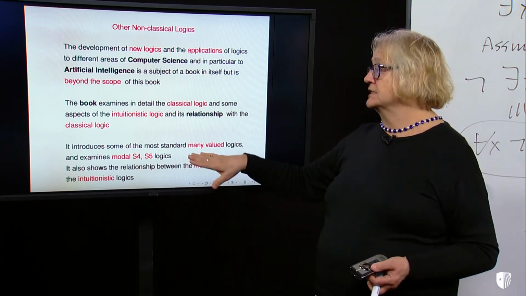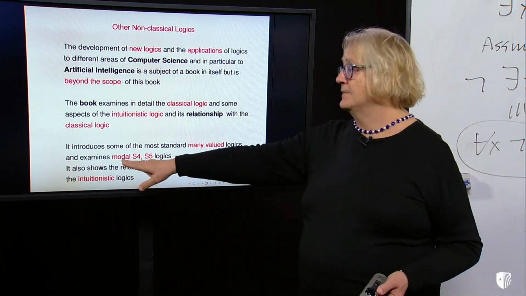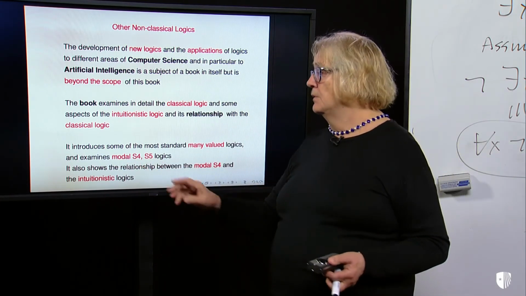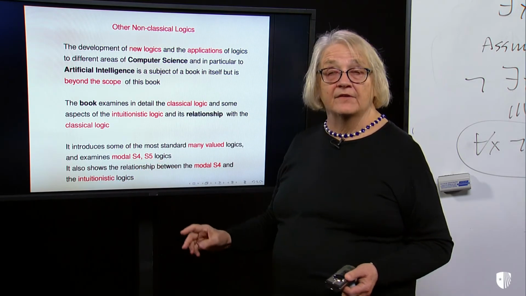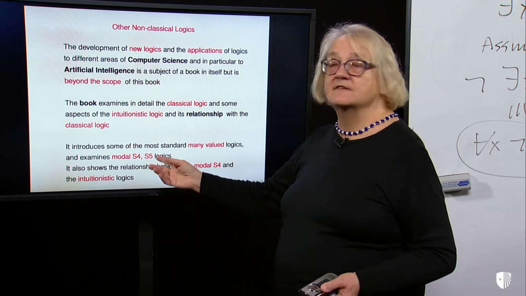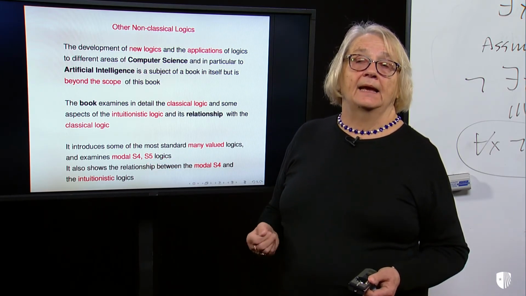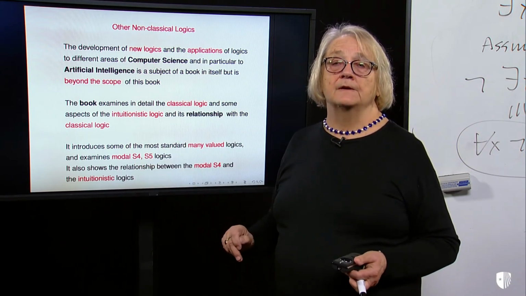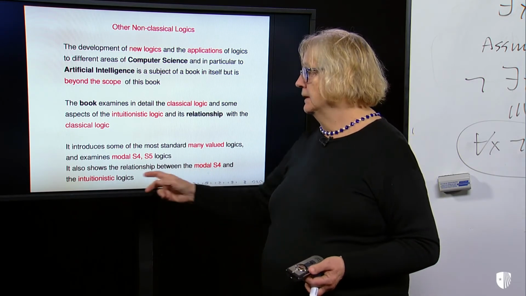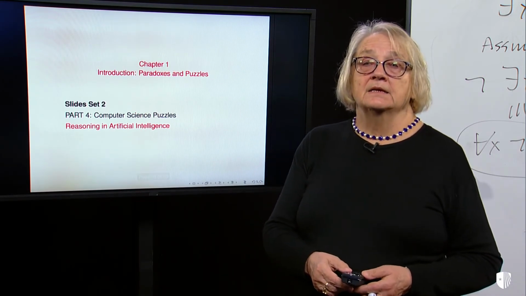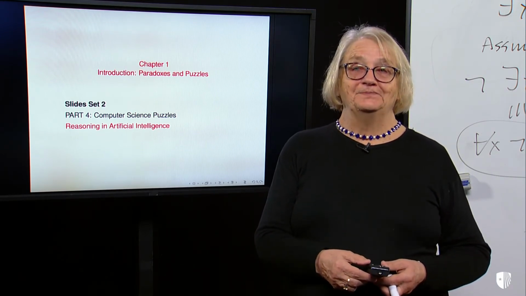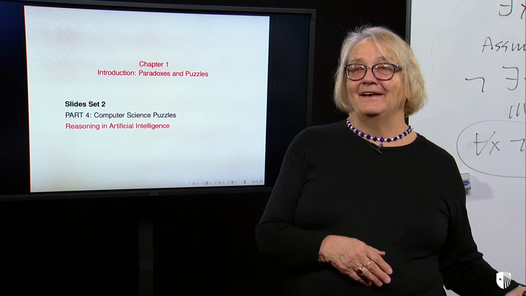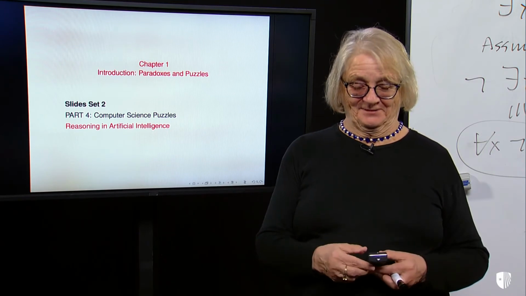We will introduce the standard many-valued logic. We examine two modal logics, also very important in computer science, S4 and S5. S5 is called knowledge logic, and has connection with fuzzy sets, rough sets, and also the relationship between modal and intuitionistic logic. So now we have computer science puzzles. We had mathematical puzzles, and now we have computer science puzzles.